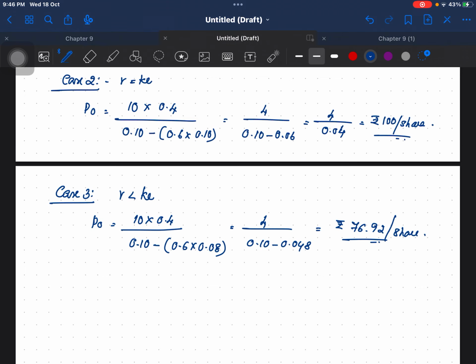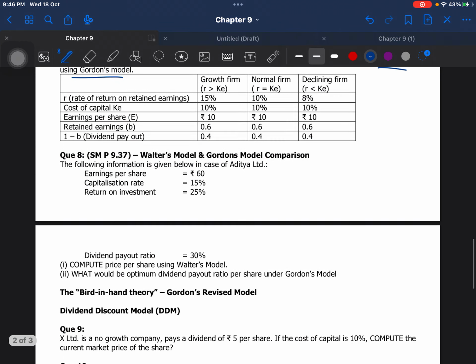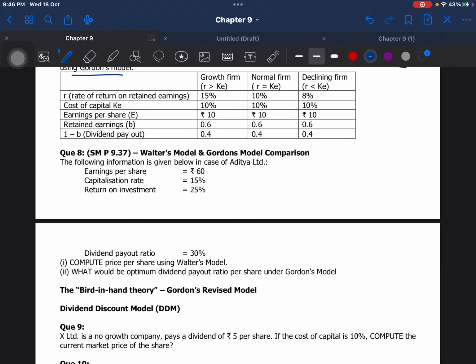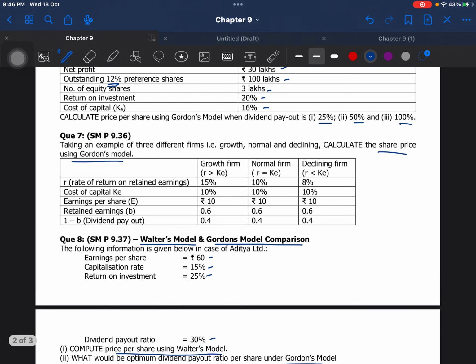Now let's move to the next problem, question number 8. Let's read it. Question number 8 is for calculating with both Walter's model and Gordon's model, and you need to compare the value under the two. EPS is 60, capitalization rate is given, return on investment is given, dividend payout ratio is given. Compute the price per share using Walter's model. What should be the optimum dividend payout ratio as per Gordon's model? So this is the formula.